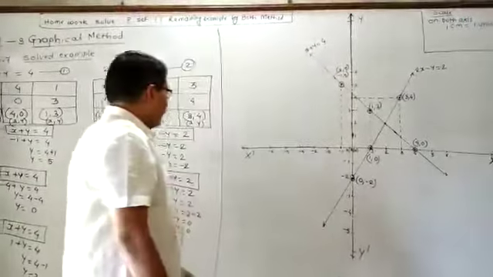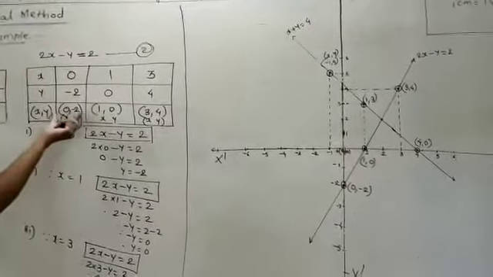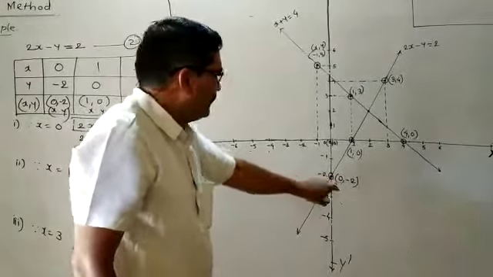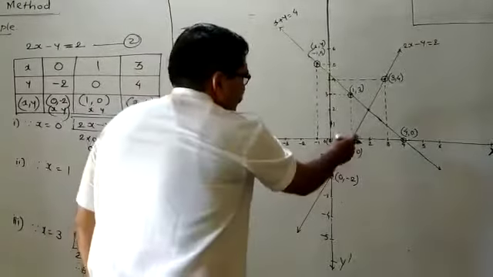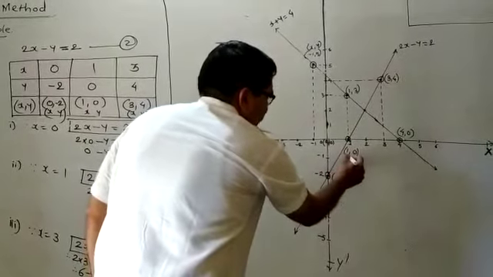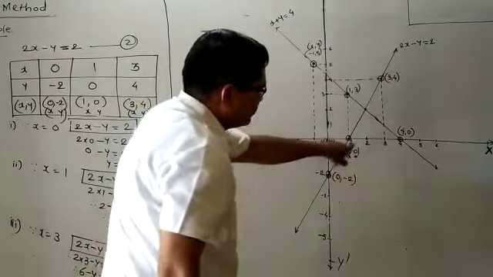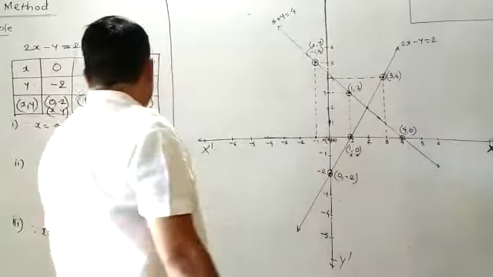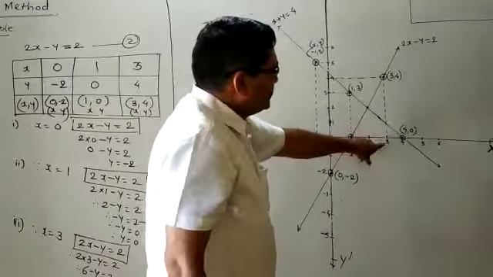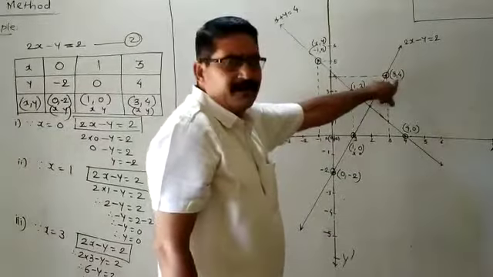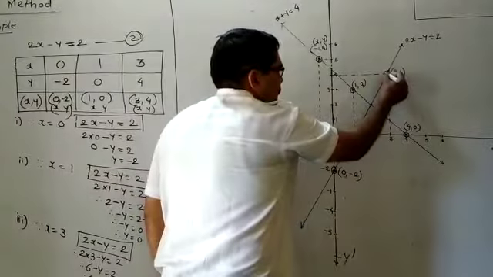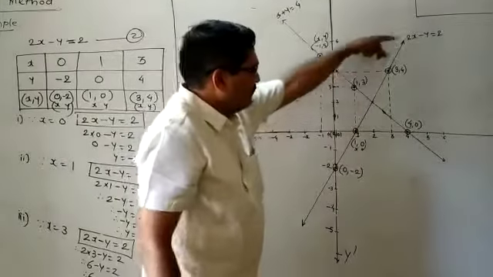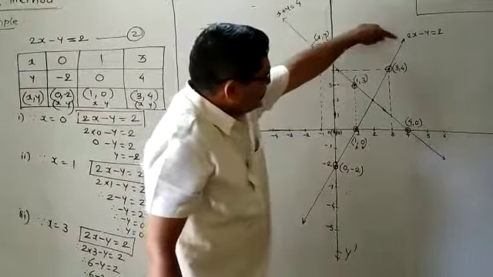Then in the similar manner, you have to plot the line of these points. This 0, minus 2. 0, minus 2 will come here. Then 1, 0. 1, 0 will come here because x coordinate is 1 and y coordinate is 0. This is the origin. The coordinates of the origin are 0, 0. Then 3, 4. x coordinate is 3, y coordinate is 4. So this point will come. These are the points of this line: 3, 4, 1, 0 and 0, minus 2. You have to join these points by drawing the line.